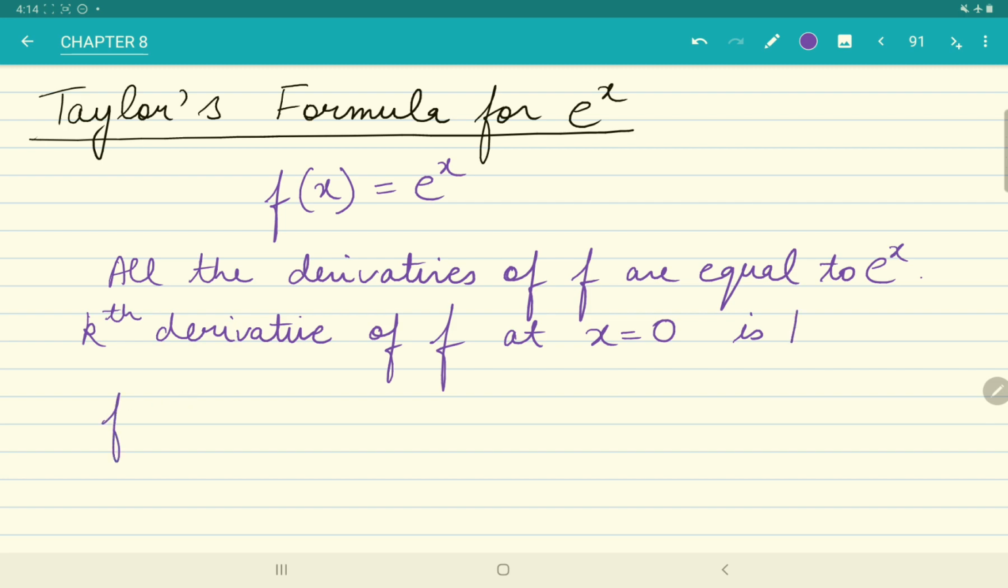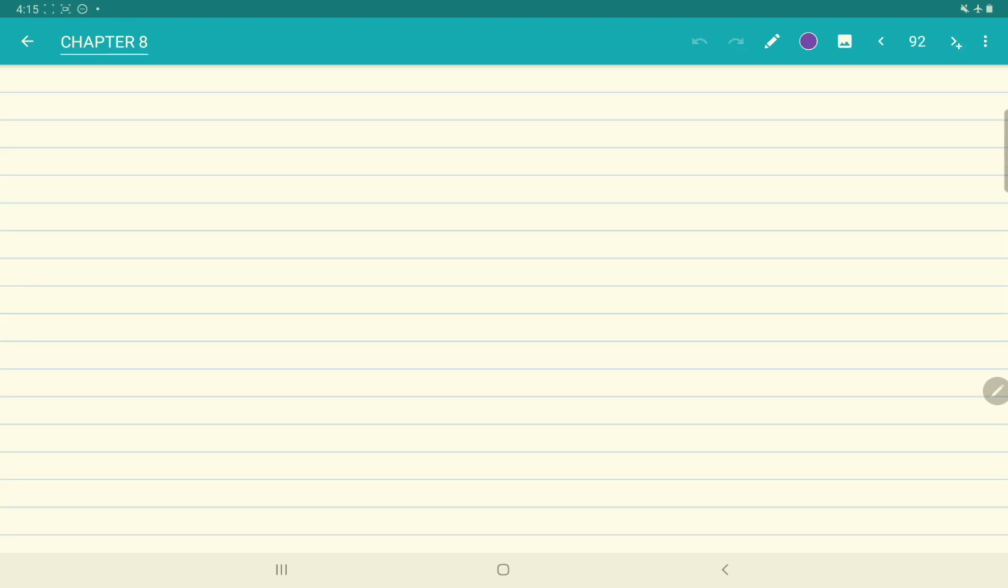And I can then write f superscript k of 0 is equal to 1 for k is equal to 1, 2, 3 till n. So the value of the first derivative at x is equal to 0 is 1. The value of the second derivative goes on till the value of the nth derivative. Now I can use the Taylor's formula, and let's just get to what the Taylor's formula was.